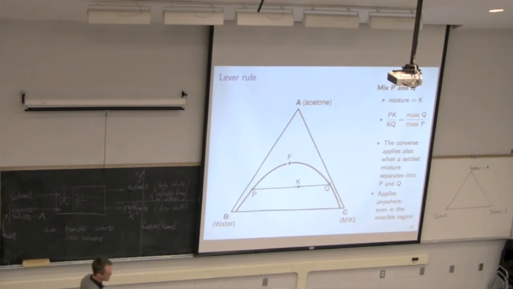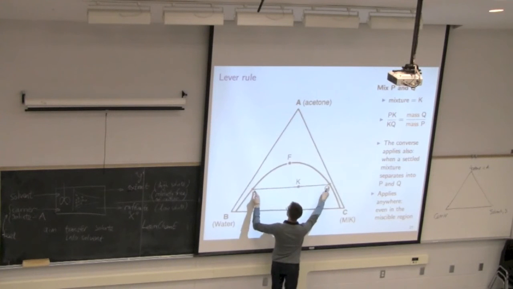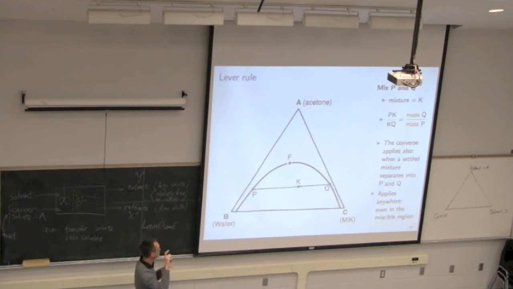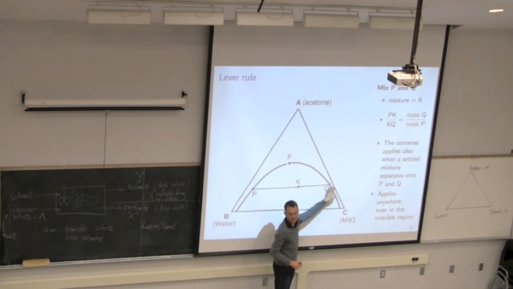So the lever rule says, you can see it two ways. You can take this mixture K and let it split into two portions, P and Q. You'll get one phase floating, and you can weigh that amount of material, and there'll be a certain kilograms Q. You can take the other phase P and weigh it and get kilograms of P. Now P has one certain composition, and Q has a certain composition.